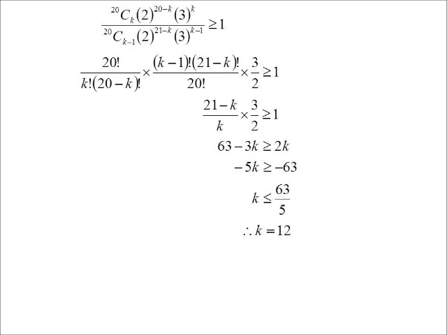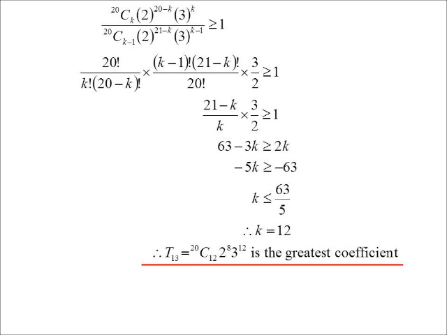So k equals 12 would be my solution. Now remember, it's not the 12th term, because we said term k plus 1 would be the bigger. So it's the 13th term, which is 20C12, 2 to the power of 8, 3 to the power of 12 would be the coefficient. So that would be the greatest one.